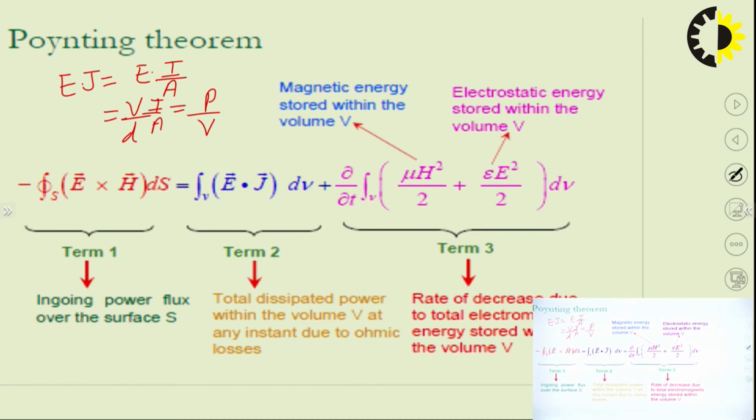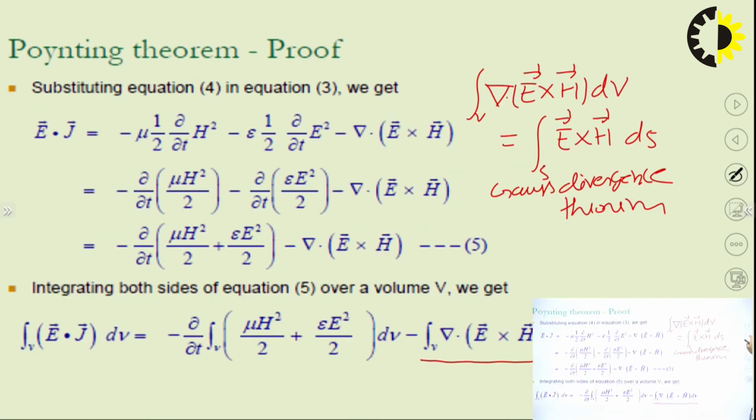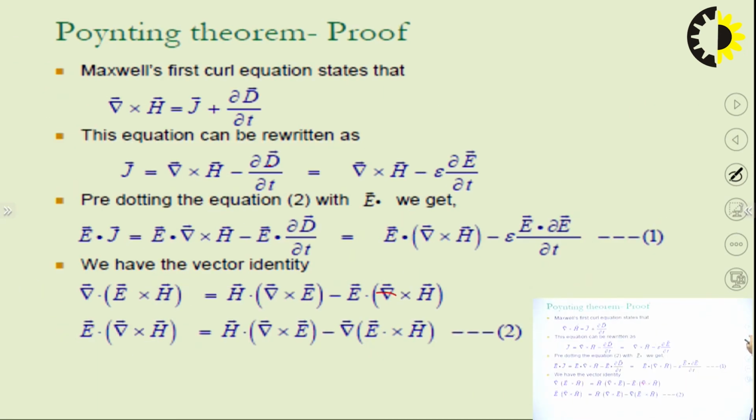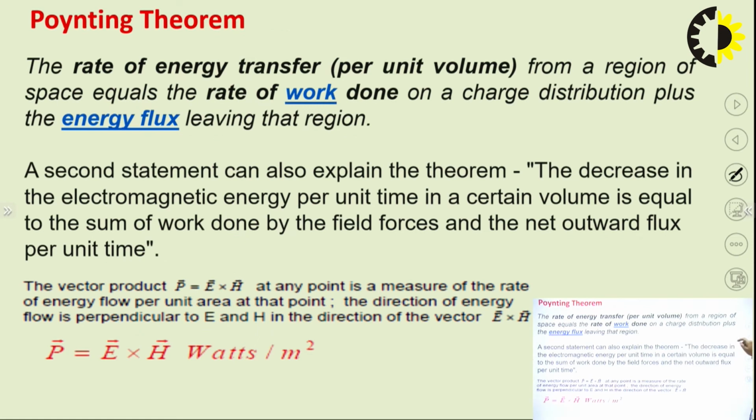So let's once again review the different terms related to the mathematical derivation for better clarity. The rate of energy transfer per unit volume from a region of space equals the rate of work done on a charge distribution plus the energy flux leaving that region. So if energy flux leaves any region, that will be equal to the work done on a charge distribution and the energy transfer per unit volume.